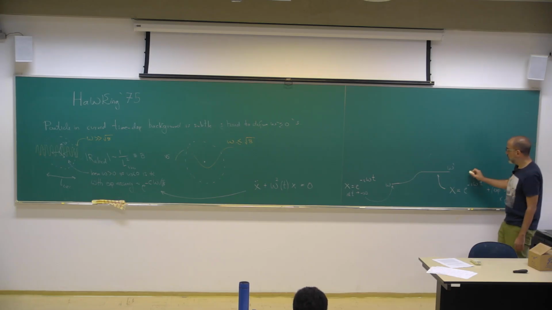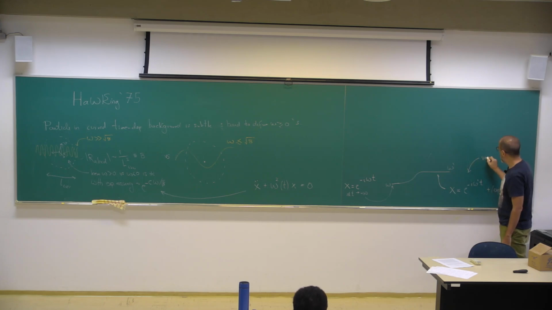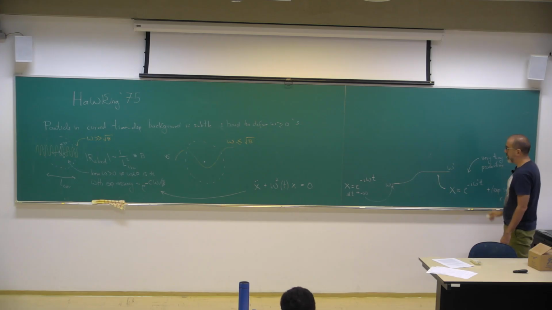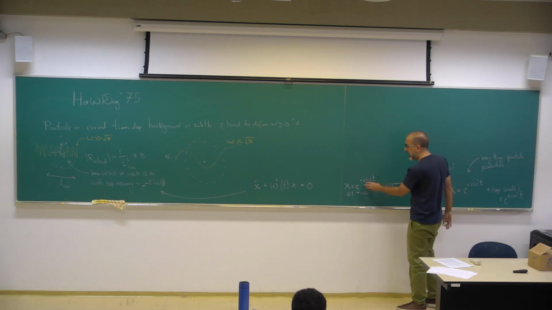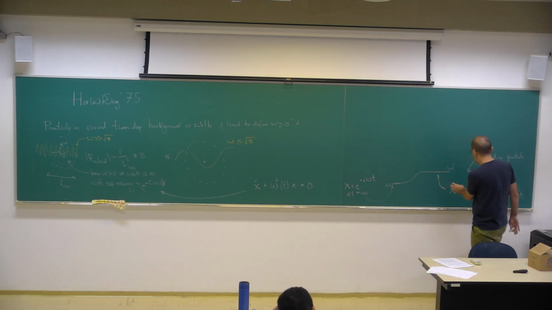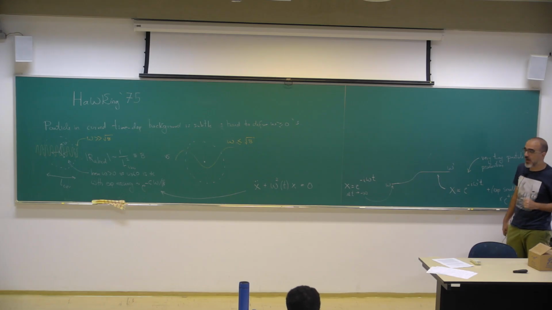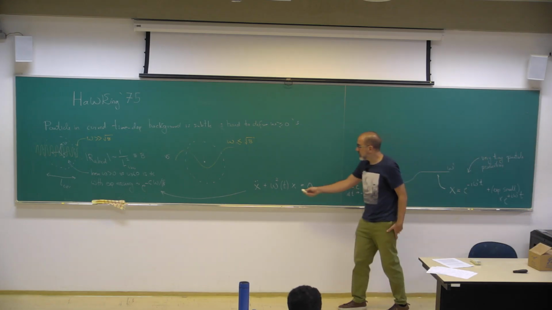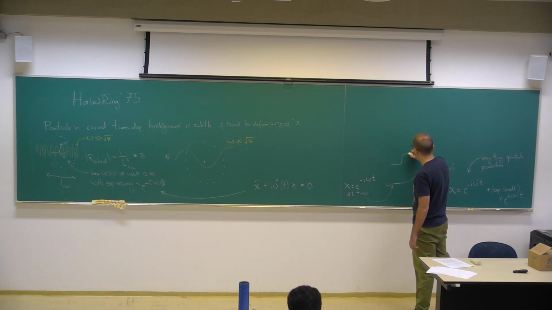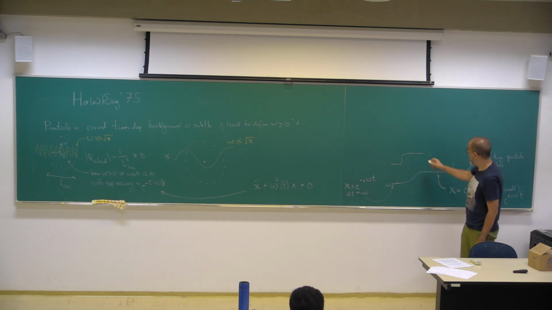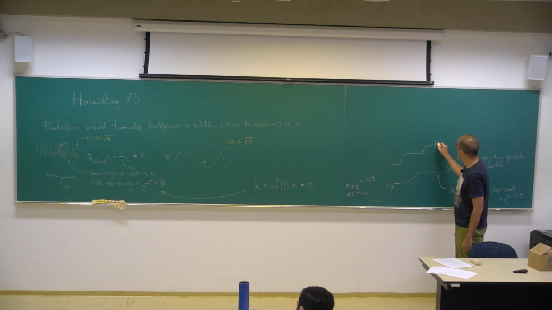Okay? So this would be a toy model with very tiny particle production. Namely, I start with a field that has only negative frequency, and it evolves to a field that is almost again in the vacuum, but it has a little bit of particle production.